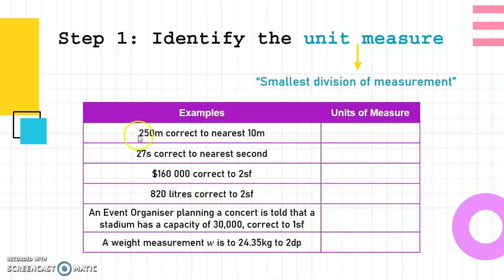The first example is 250 meter correct to the nearest 10 meter. So the smallest division of measurement is 10 meter. Very good. How about the second one? 27 second correct to the nearest second. So nearest second will be this position. Okay, so the smallest division will be 1 second.